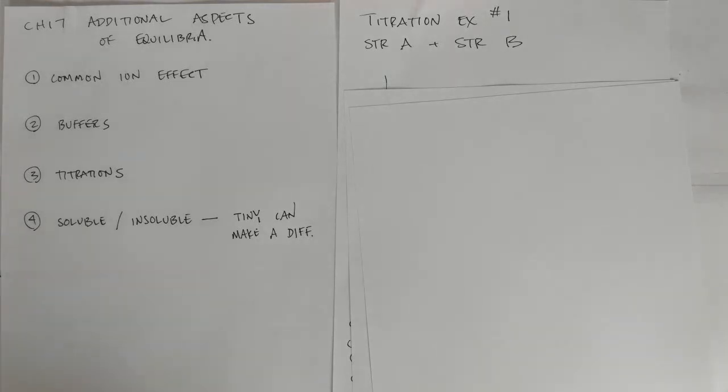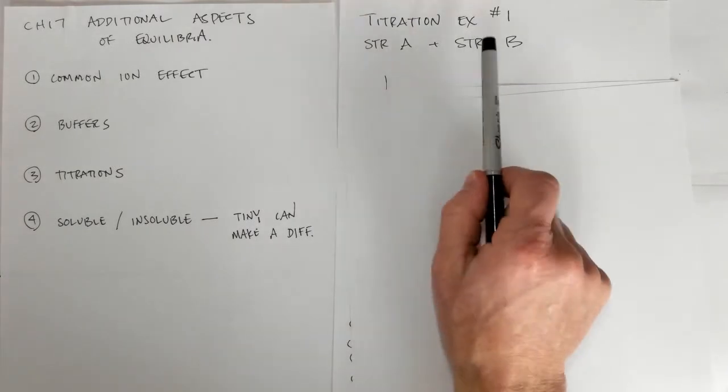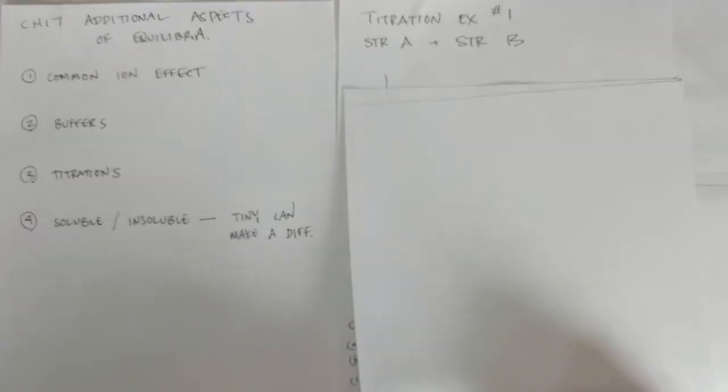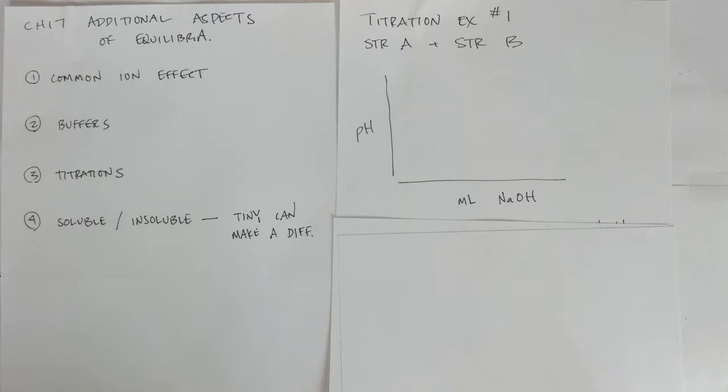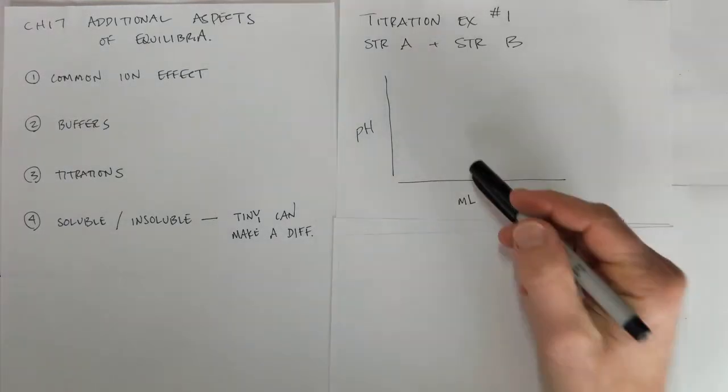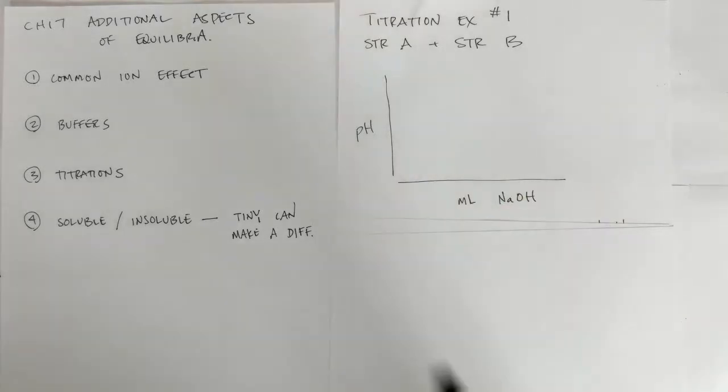So this is the first example of a titration involving a strong acid and a strong base. Skip a number of lines down and draw this graph, and then there'll be lots of writing below this, and we'll come back to and refer to this graph as we go through the steps.